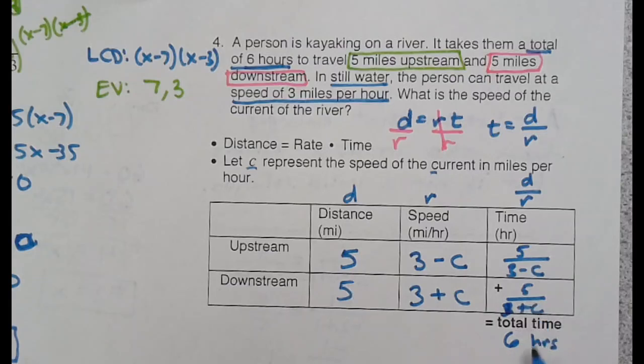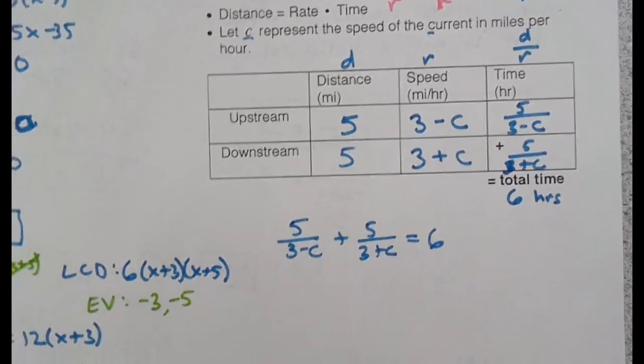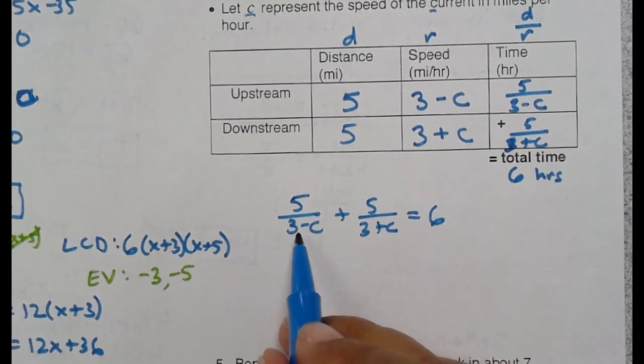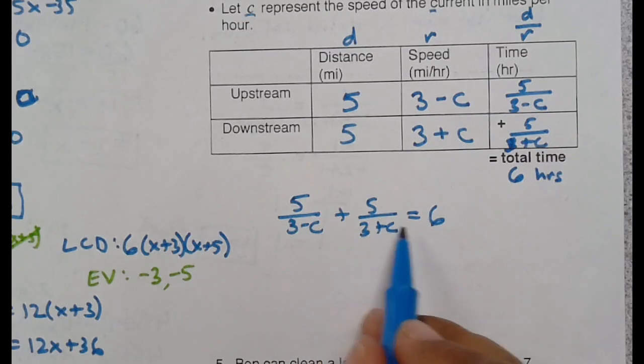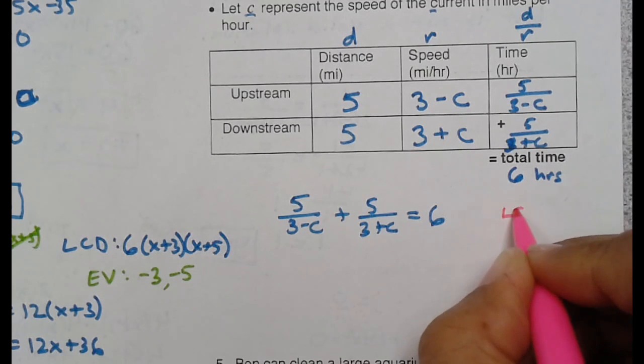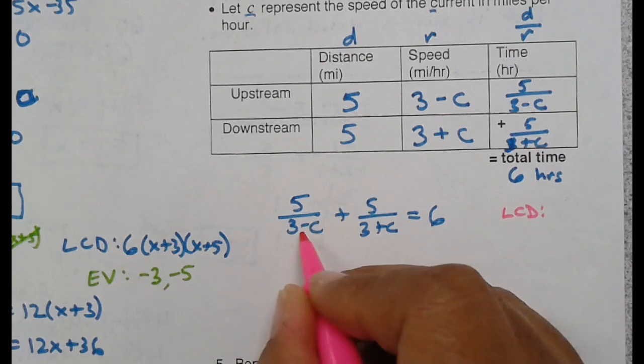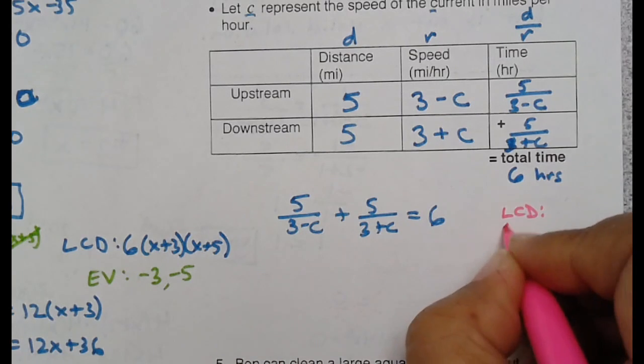So this time plus this time should equal a total of 6. So that's our setup. We have 5 over 3 minus c plus 5 over 3 plus c, and that should equal a total of 6 hours together. So that's the setup. Time upstream plus time downstream equals the total time for the whole trip. All right, now we're going back to getting our LCD. So our LCD this time is 3 minus c times 3 plus c, because these are not the same thing, right?